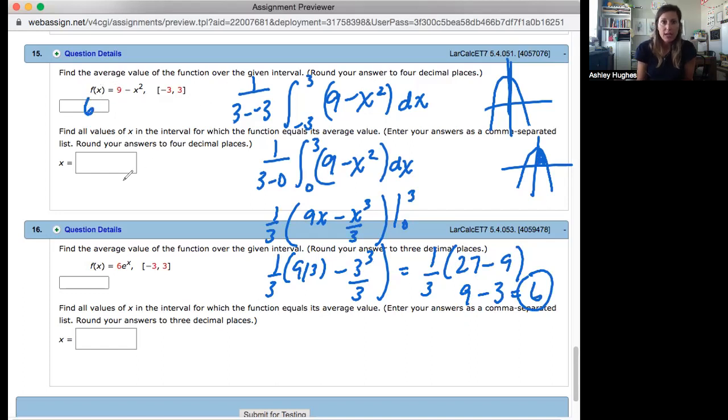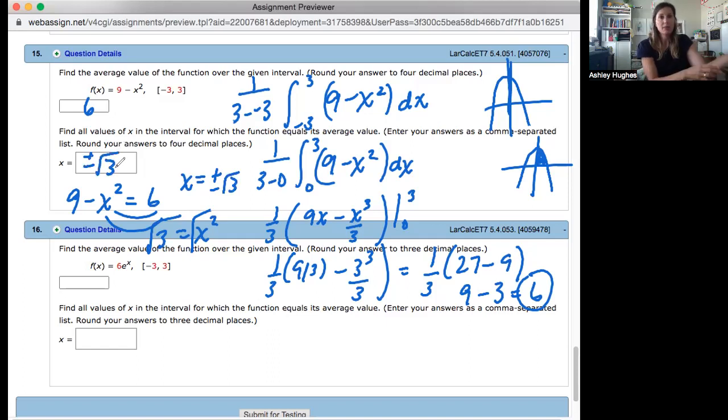And then it says to find the values where it's equal to the average value. So that means where does 9 minus x squared equal 6? So add this over, subtract that over. Then that would be 3 equals x squared, which is going to be x equals plus and minus √3.